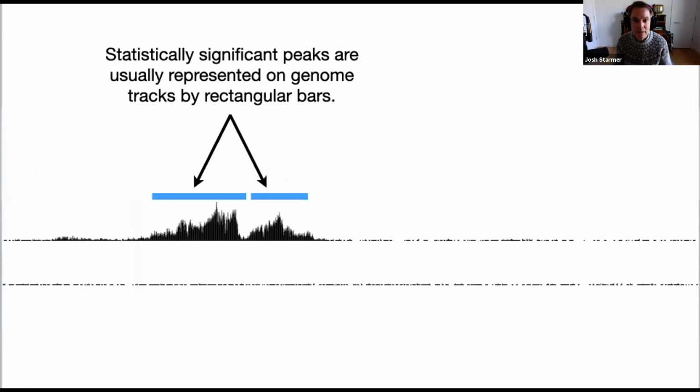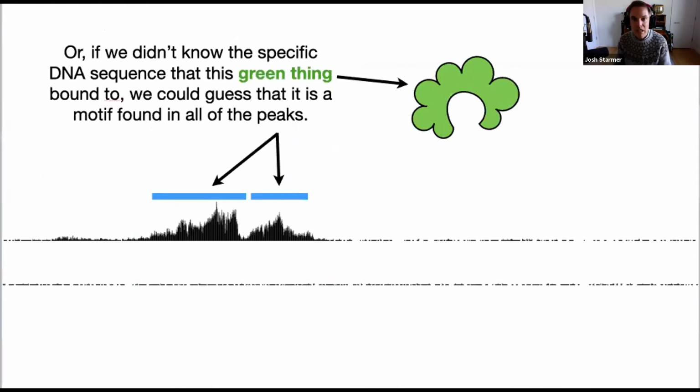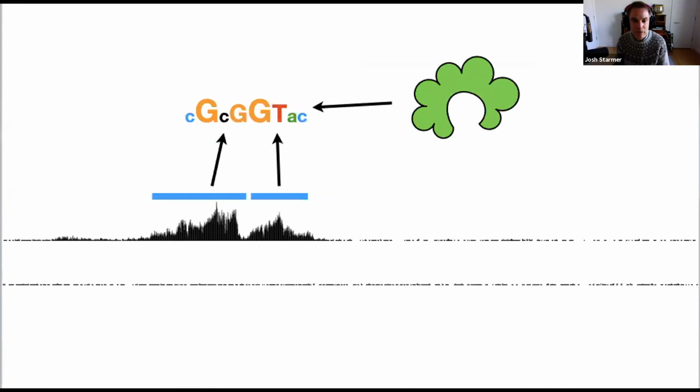Okay, statistically significant peaks are usually represented on genome tracks by rectangular bars. We can then compare peaks for the same protein in different cell types, like lung versus stomach. Or, if we didn't know the specific DNA sequence that this green thing bound to, we could guess that it is a motif found in all of the peaks. So this green thing might bind to this DNA motif, which has a lot of G in it.